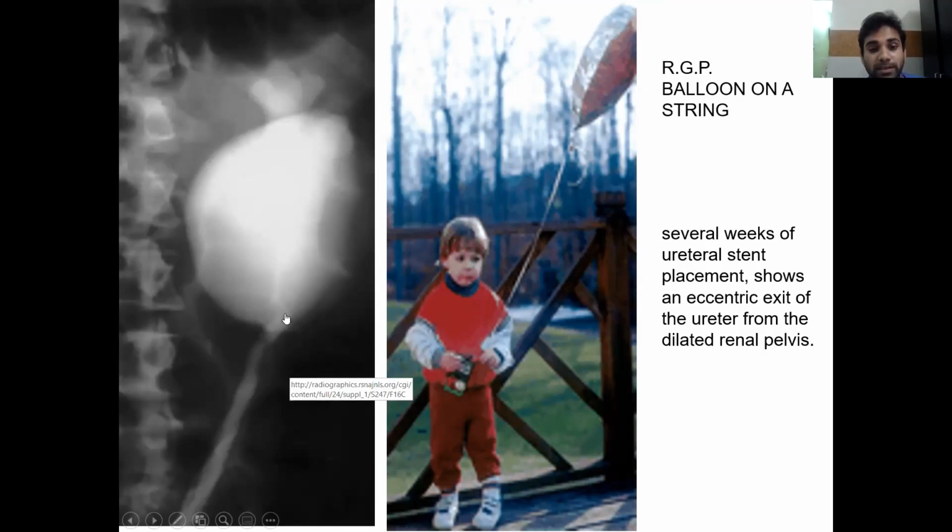Renal pelvis dilated, eccentric exit of the ureter from the dilated renal pelvis. See, this is a balloon on a string appearance, similar to this, hence the name.